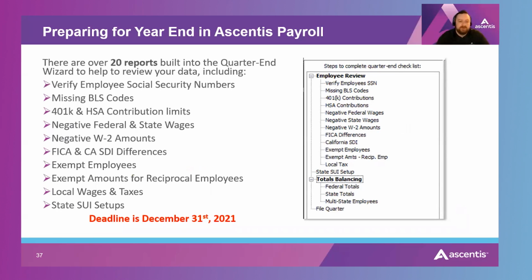There are over 20 reports built in to the Quarter End wizard to help review your data, such as verifying employee Social Security numbers, missing BLS codes, 401k and HSA contribution limits, negative federal and state wages, negative W-2 amounts, FICA and California SBI differences, exempt employees, exempt amounts for reciprocal employees, local wages and taxes, and state SUI setups. Again, the deadline for the quarter 4 wizard is December 31st.